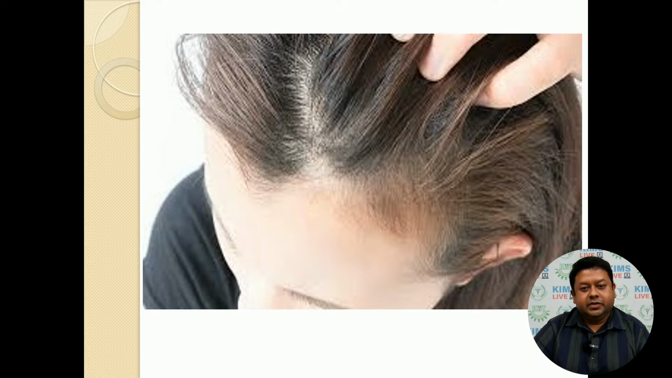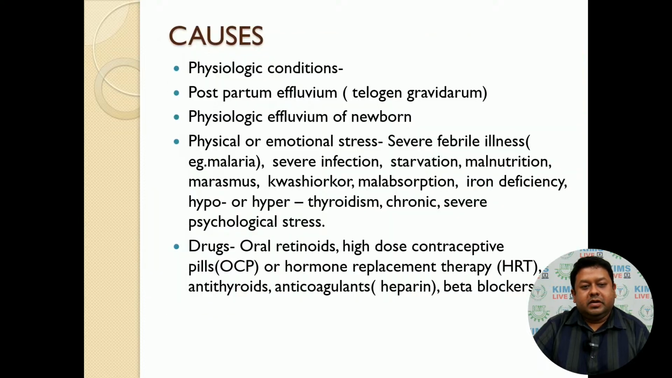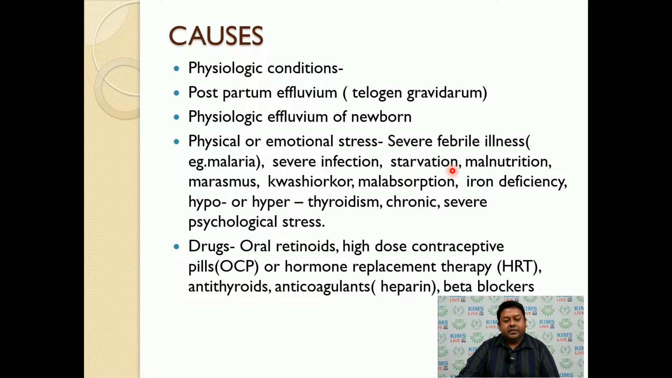So the patient experiences diffuse hair loss. The causes may be postpartum or post-delivery pregnancy effluvium, physiologic effluvium of newborn, where the hair that the newborn was born with is shed gradually before getting permanent hair. Then physical or emotional stress such as severe fevers, severe infection, starvation, malnutrition, marasmus and kwashiorkor, malabsorption, iron deficiency anemia, hyperthyroidism, chronic severe psychological stress. Drugs such as oral retinoids, high dose contraceptives, or hormone replacement therapy, prostaglandins and beta blockers.